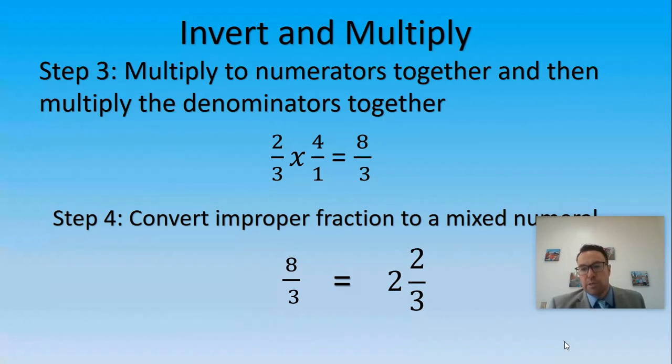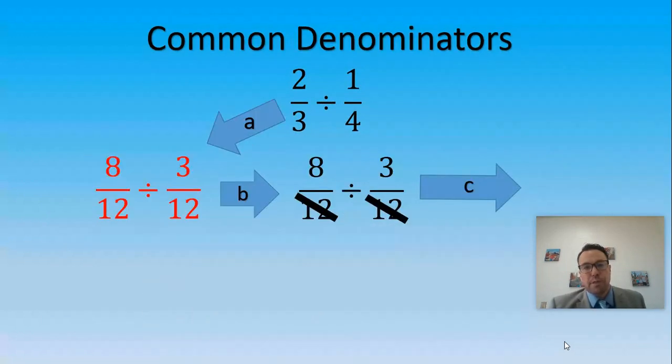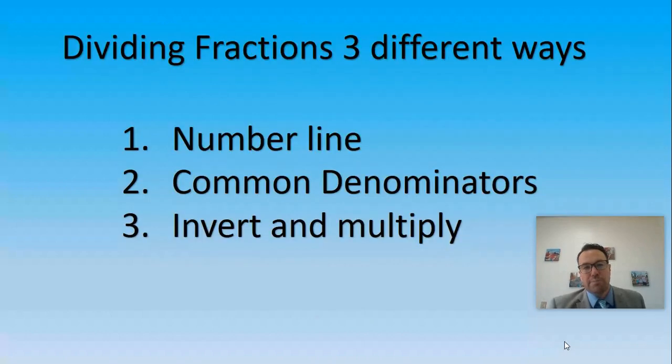All right. So go back here. Wow, that's a lot of writing there for that. So you now know how to do the number line. You can use 3 number lines. You knew common denominators: change the denominators to be the same, then get rid of them. Or invert and multiply: get rid of division altogether, replace it with the multiplication sign, and just flip, invert that second fraction, multiply top, multiply bottom.